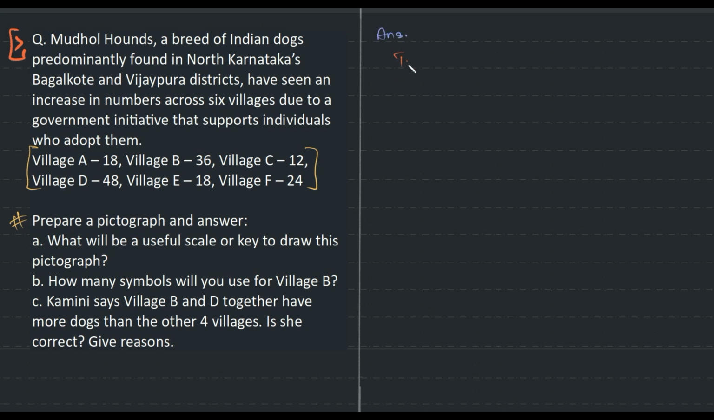What we have here is a title. We have Mudol found in 6 villages across northern Karnataka, right? Then we can have the scale over here and then the table. So 6 villages means we need around 7 columns.